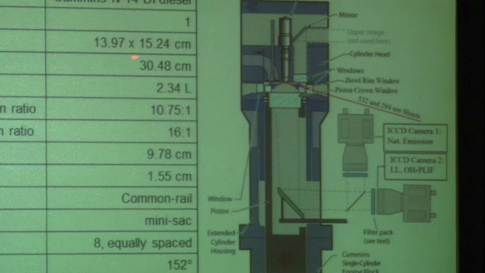So the bore here is 139 millimeters. Displacement 2.3 liters per cylinder, so it's one cylinder. The compression ratio is low, but he simulates the 16:1 compression ratio by boosting the intake and with the appropriate intake air temperature, such that at top dead center you would have the same pressure and temperature as you have in a 16:1 compression ratio engine. Fuel injector is a common rail, mini-sack type, 8 equally spaced holes. The spray included angle here is 152 degrees. Orifice diameter 196 microns.